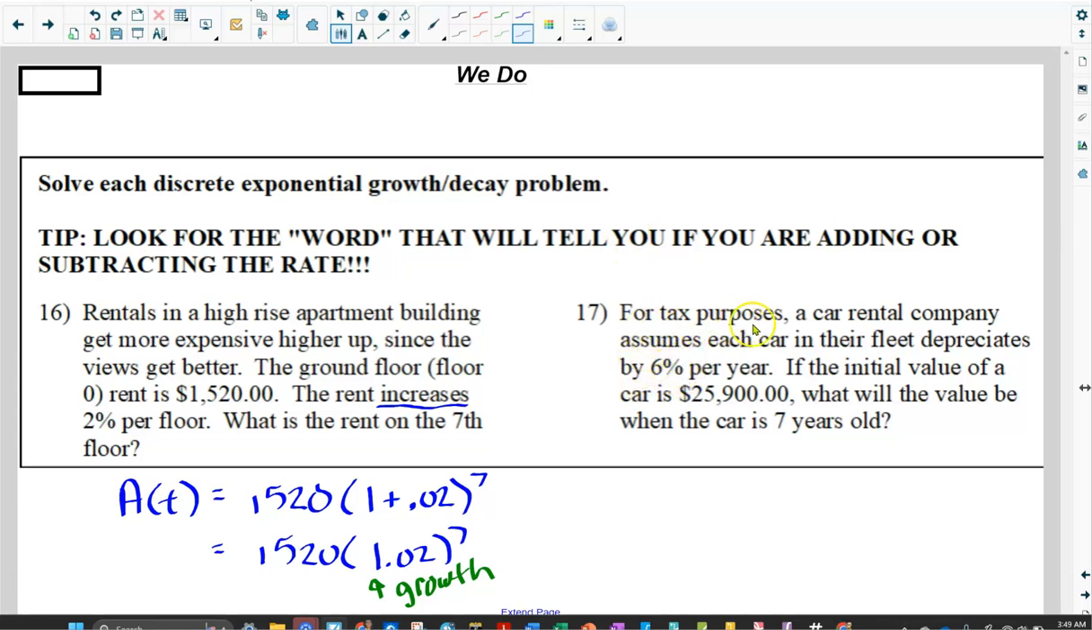Okay. For tax purposes, a car rental company assumes each car in their fleet depreciates by 6% per year. If the initial value of the car is $25,900, what will it be when the car is 7 years old? Okay. So again, pretty easy, but you've got to be looking for those very important guiding words. We have the initial amount.